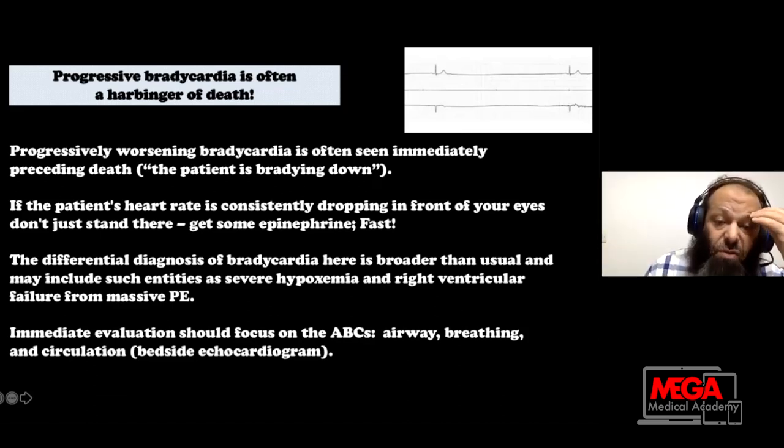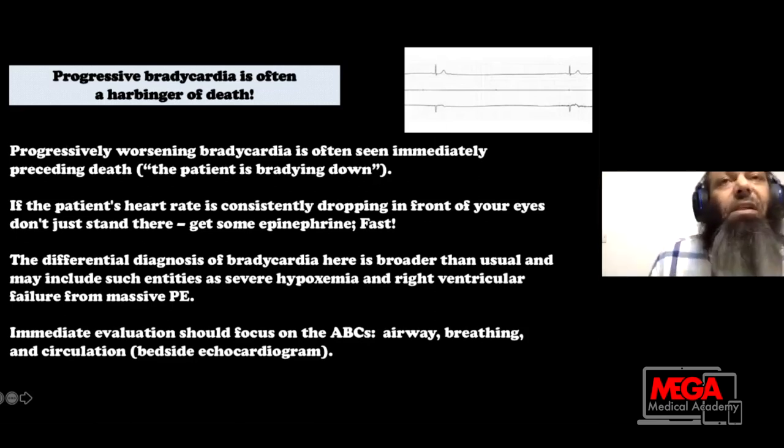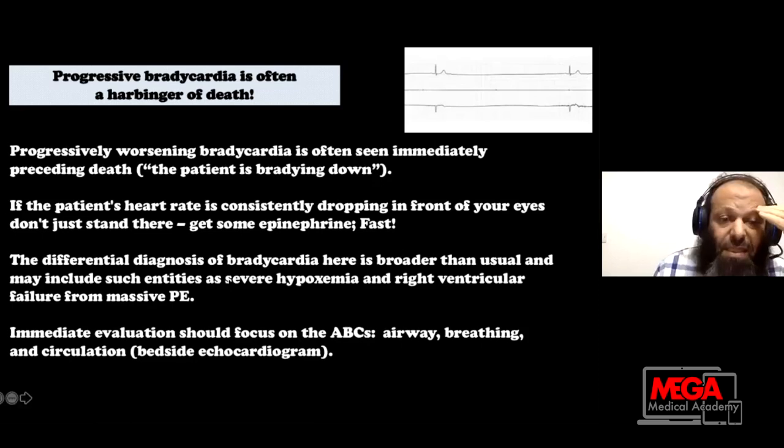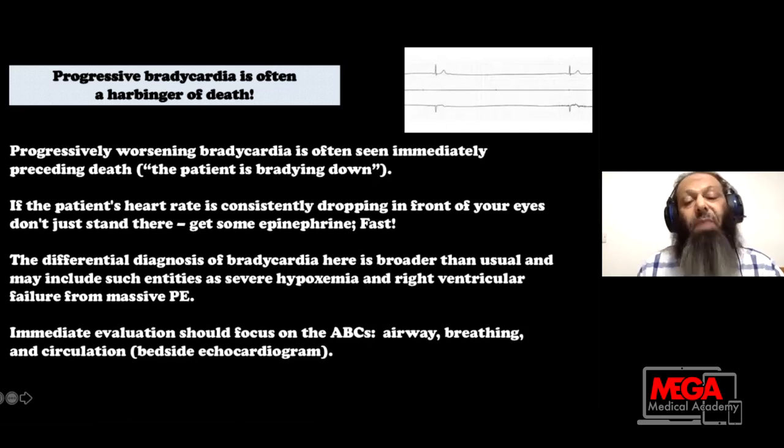The differential diagnosis of bradycardia here should be broader than usual. For example, if the patient now has an MI or tamponade, you should probe why your patient is having this progressive bradycardia. And this should include entities associated with severe hypoxemic respiratory failure or severe RV failure, for example, massive PE.